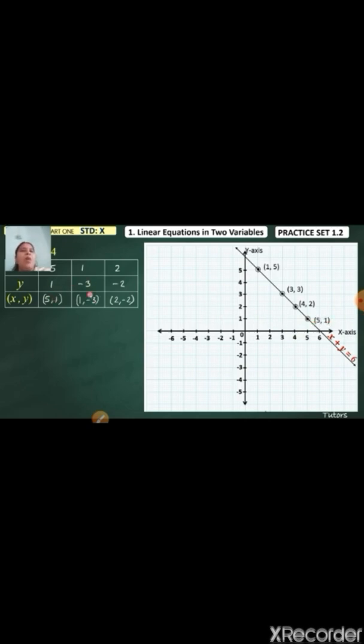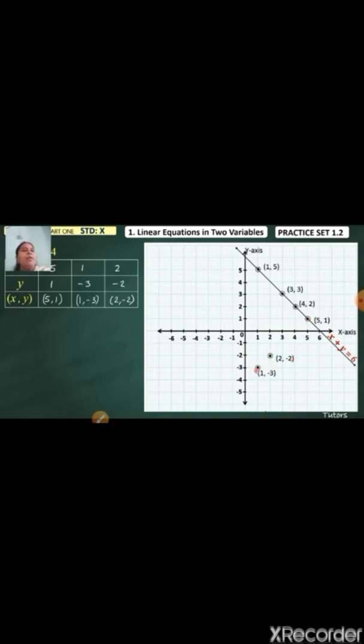Second point is 1 and minus 3. As you can see, y is negative. It will come in the fourth quadrant. So 1 and minus 3. Write the coordinates. Similarly, the last point also, y coordinate is negative, x is positive. So it will again come in the fourth quadrant. So it is 2, minus 2. Mark it and write the coordinates.